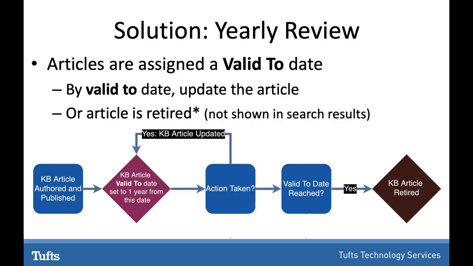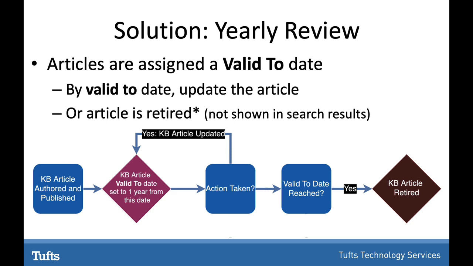The solution we're implementing is a yearly review of every knowledge base article. Articles are going to be assigned a valid to date. By the valid to date, the article has to be updated or the article will be retired, which means it's not shown in search results. Articles don't get deleted. You can always go in and republish a retired article.